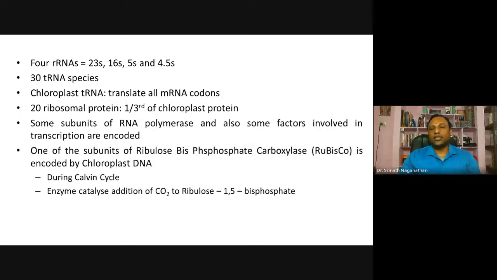So I hope that in this session you have got an idea about how the evolutionary process for the development of mitochondrial genome and chloroplast genome has taken place, and what are the different features of mitochondrial DNA and chloroplast DNA. We will see in the next session with more detail about prokaryotic replication and eukaryotic replication.